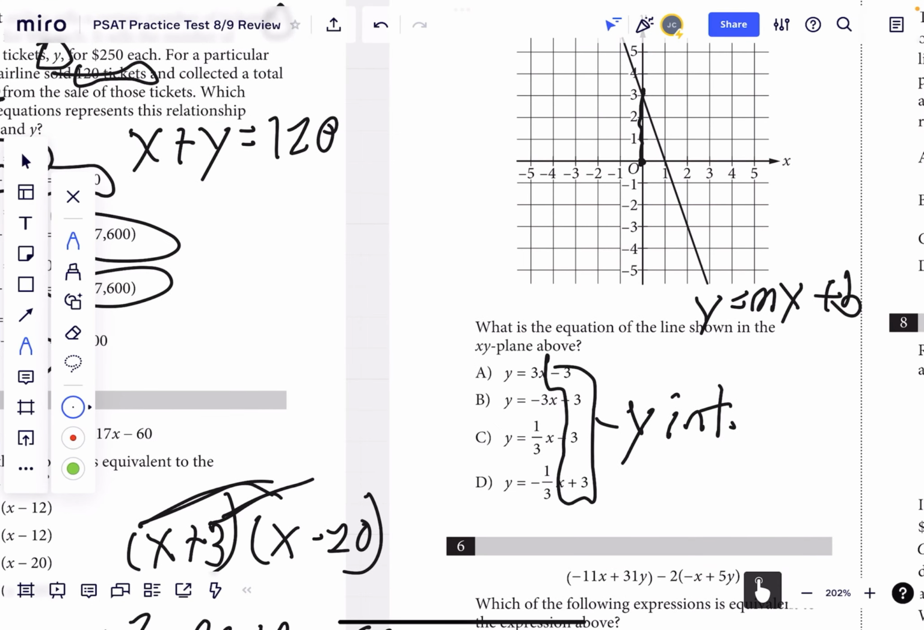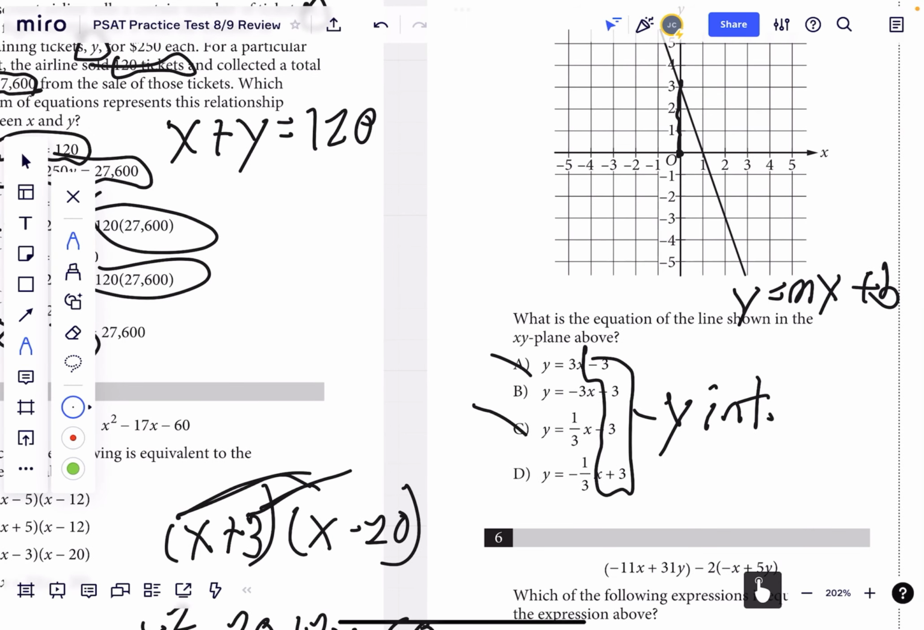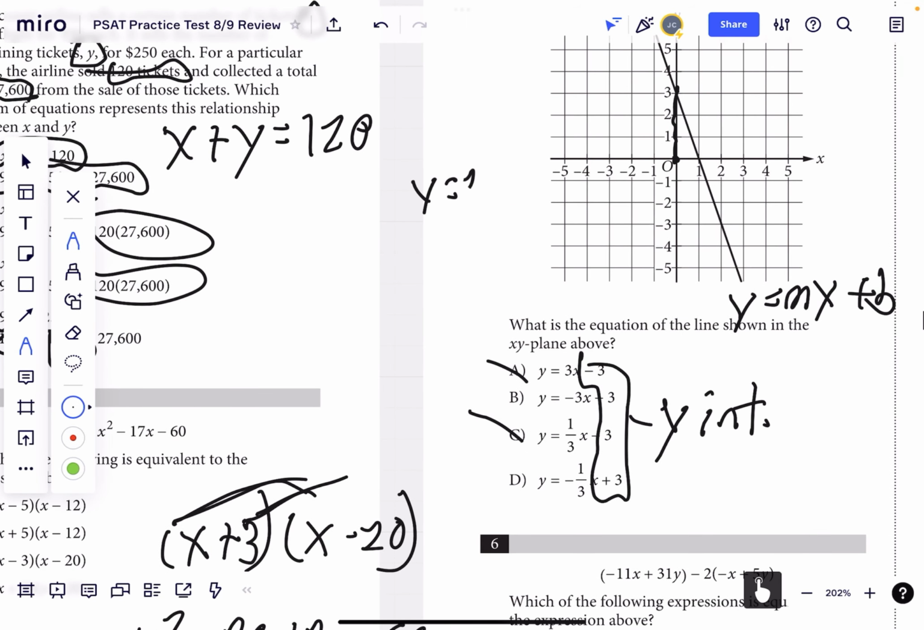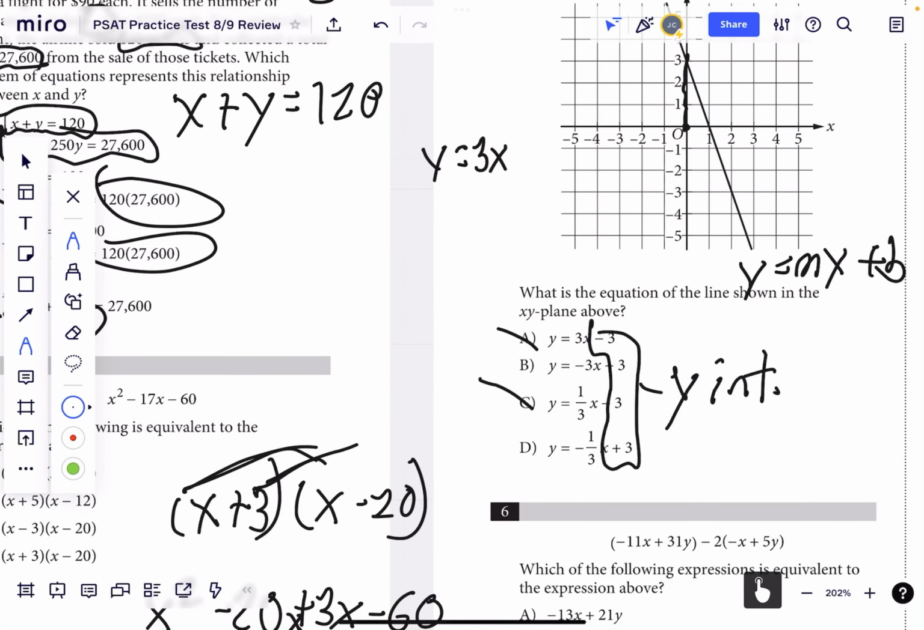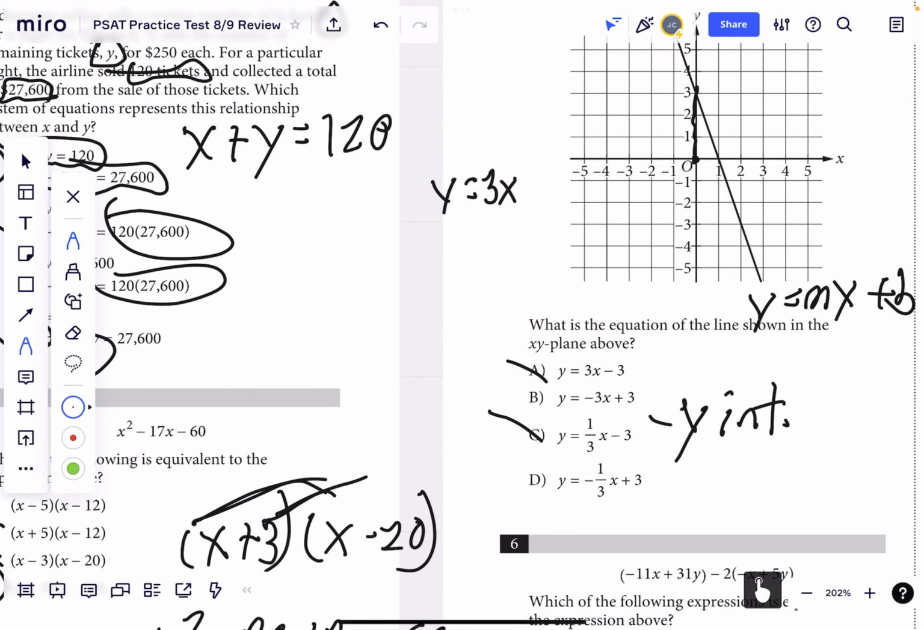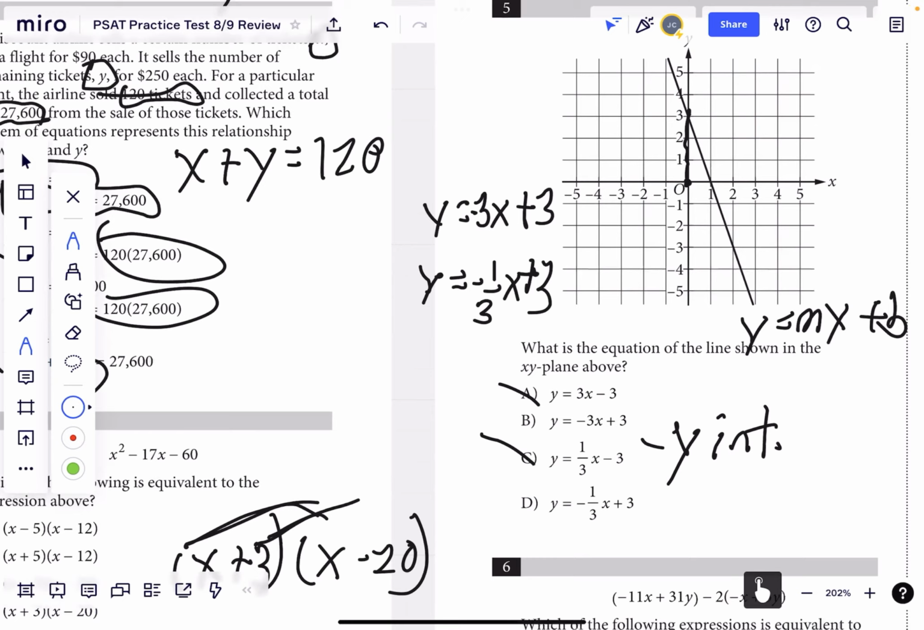So we can immediately cross out this one and this one. So we've got y equals 3x. Wait, no, we can cross out this one because this one is also minus. Let me just check. No, that one's plus. See? You always check. So y equals negative 3x plus 3. And we've got y equals negative 1/3 x plus 3. So from here, if you don't want to do any more, you can guess.